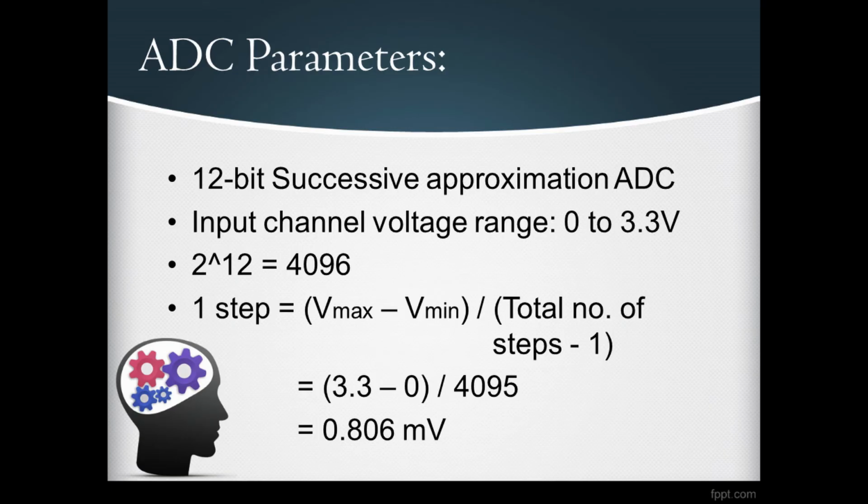The step resolution is given by Vmax minus Vmin divided by the total number of steps. So, to calculate one step resolution of a 12-bit successive approximation ADC, which operates in the voltage range of 0 to 3.3 volts, the formula is 3.3 minus 0 divided by 4095, which equals 0.806 millivolt. This means that 0.8 millivolts corresponds to one step. So, a change of 0.8 millivolt will result in a change of one step.